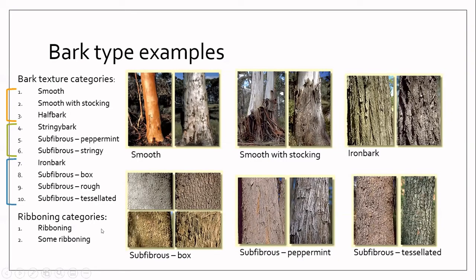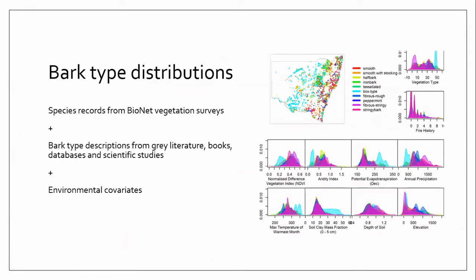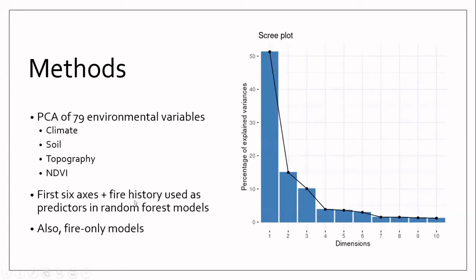And these were all modeled separately and then compared. The species records came from BioNet vegetation surveys, and then I categorized the species by bark type based on species descriptions from any resources I could find, and then used environmental covariates to model them on the landscape. And there were 79 environmental variables accounting for climate, soil, topography, and NDVI, which were largely remotely sensed data sets.